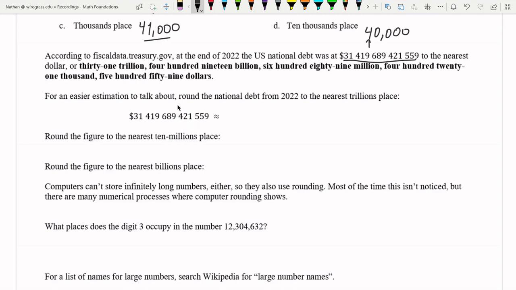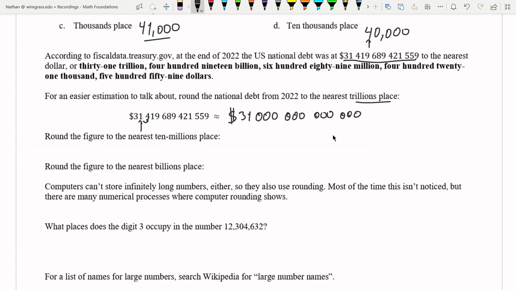So let's round to the nearest trillions place. That would be this place right here, right? We have 1,000, million, billion, trillion. So we're going to round to the 1 trillions place. Our test digit is the 4. That's not 5 or greater. So all of these digits are going to be made into just zeros. So we're going to get 31 trillion. And then there's the billions, the millions, the thousands, and the ones. So 31 trillion is rounded to the trillions place.